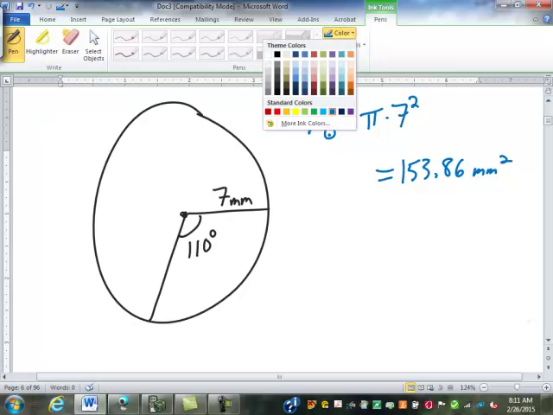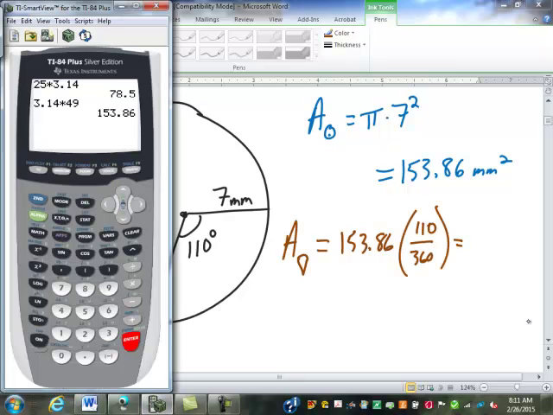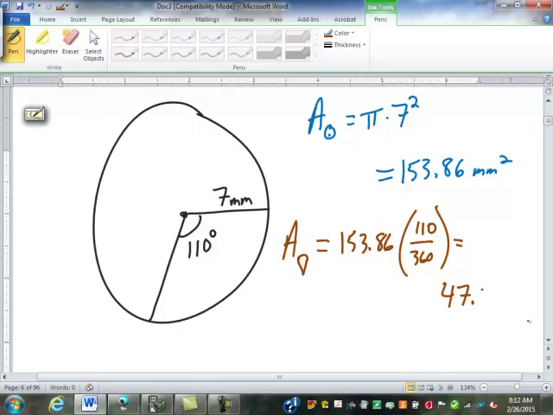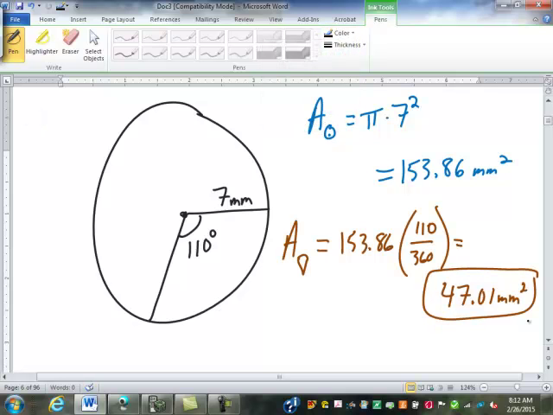Now to find the sector, this little A with the pi wedge by it is the symbol for area of a sector. It's that 153.86 times 110 over 360. That gives 47.01 millimeters squared. Or 47.03 if you use the pi key instead of the 3.14. That's perfect. It doesn't really matter. I do my answer keys both ways.